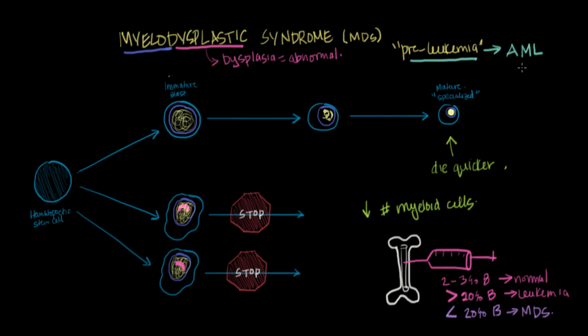Now, the only thing is that this doesn't happen nearly as often as we think it does. It's actually quite uncommon. Most people with myelodysplastic syndrome, most patients will die before their abnormal blast cells ever have a chance to acquire that second mutation and transform into acute myeloid leukemia.